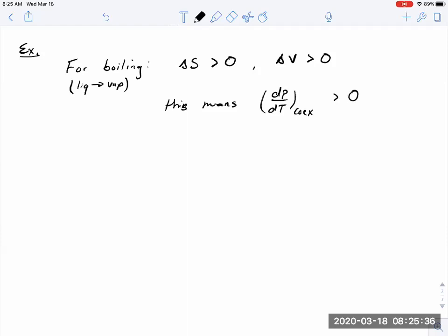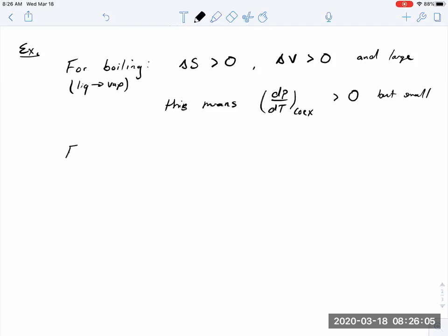Now, how steep that slope is depends on the relative size of the change in the volume and the change of the entropy, and they're both large. So we should expect that dP/dT is kind of small. The ratio of two large numbers is not a large number.